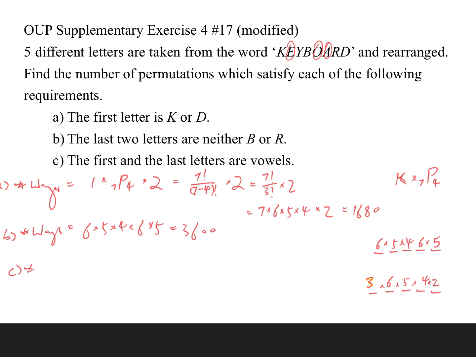And therefore, the number of ways is 3 times 6 times 5 times 4 times 2. So we will get 720. Am I right? Yes, correct. 720. Right, so this is it.